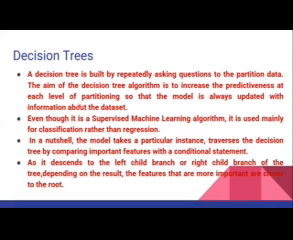Now let's go for decision trees. A decision tree is a tree or graph that uses a branching method to illustrate every possible outcome of a decision. It's built by repeatedly asking questions to partition the data. The aim of the algorithm is to increase the predictiveness at each level of partitioning, so that the model is always updated with information about the data set. It's also one of the supervised machine learning algorithms. Remember, it is mainly used for classification rather than regression.